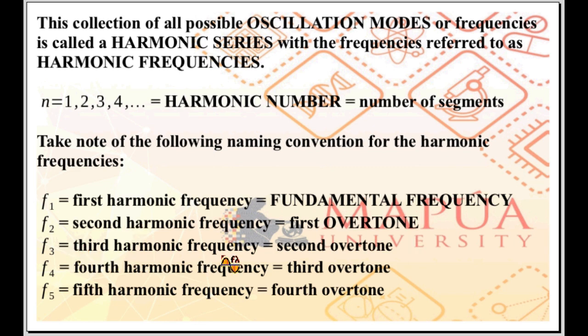f3 is third harmonic frequency or second overtone. f4 is fourth harmonic frequency or third overtone. And f5 is fifth harmonic frequency or fourth overtone, and so on. You still have f6, f7, f8, f9, and so on.